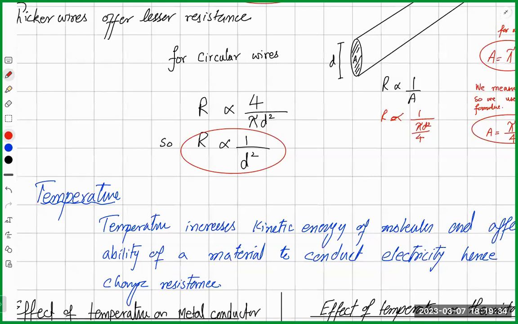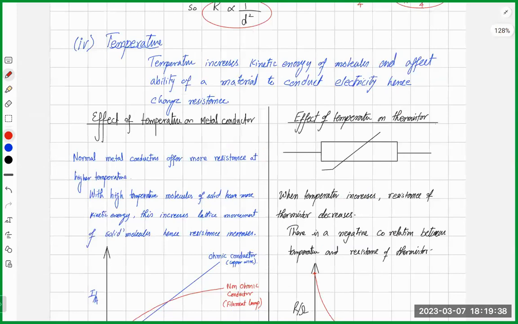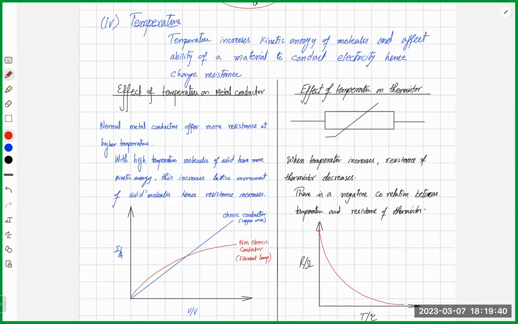Now, the last thing that affects the size of the resistance is temperature. Temperature affects resistance differently for a normal conductor and for a thermistor. Resistance is affected because of temperature. Remember, temperature can increase or decrease resistance. It can do both actually.